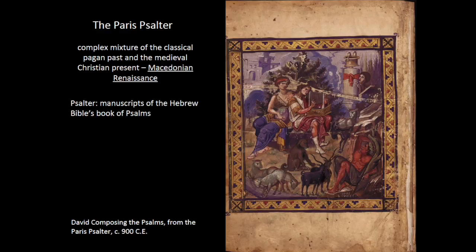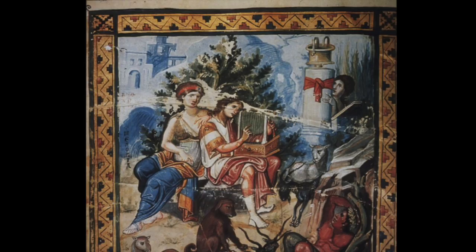This manuscript represents a complex mixture of the classical pagan past and the medieval Christian present, and also marks the Macedonian Renaissance. A Renaissance at any time is when artists and scholars look back to classical ancient Greece and Rome for inspiration. The Macedonian Renaissance was part of an intentional revival of the classical past.